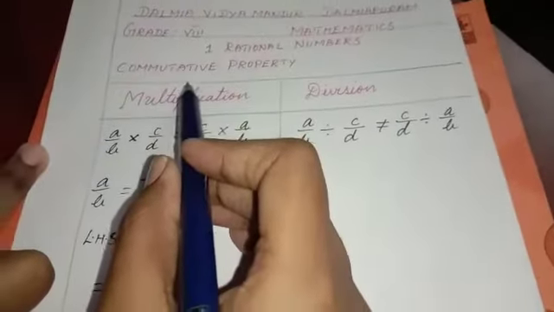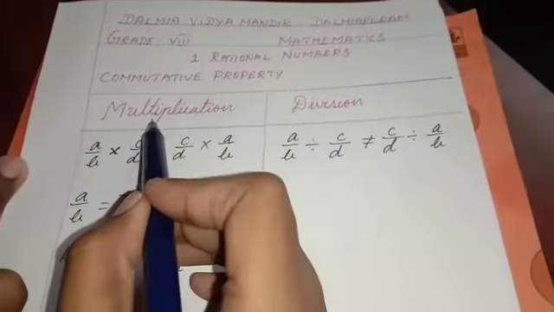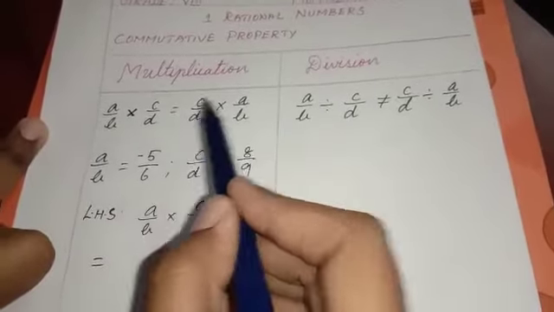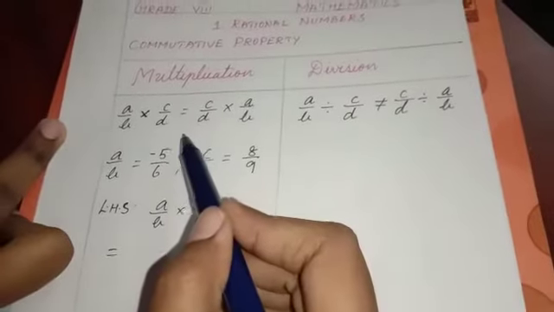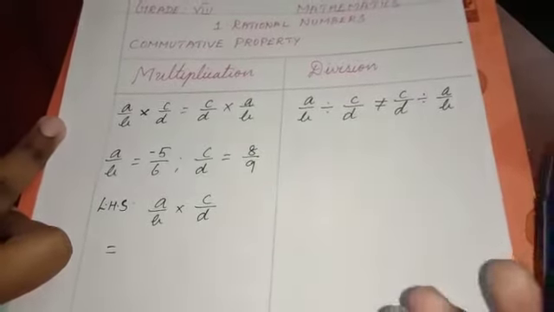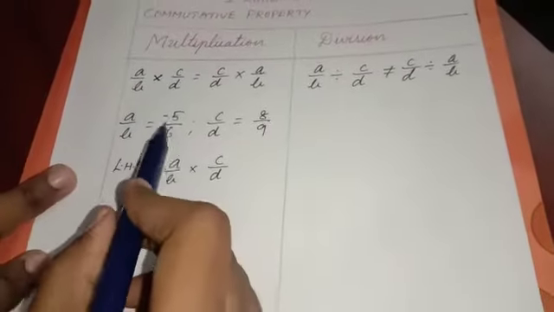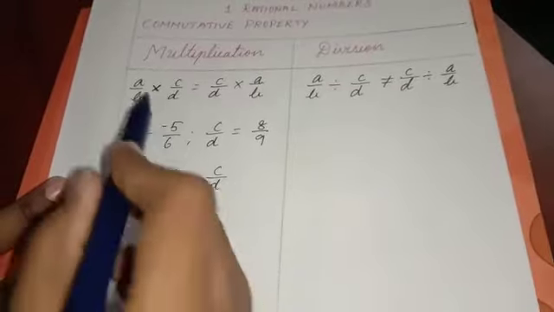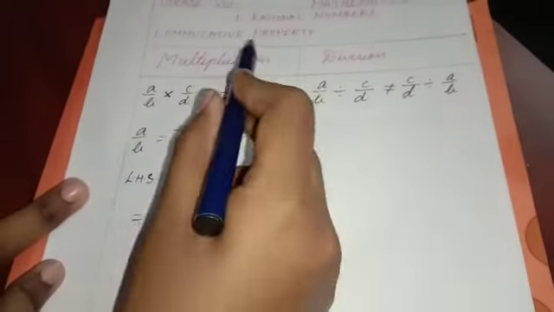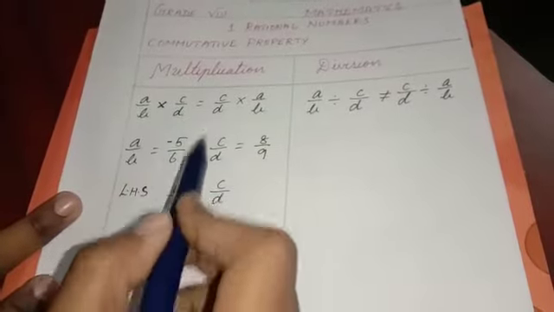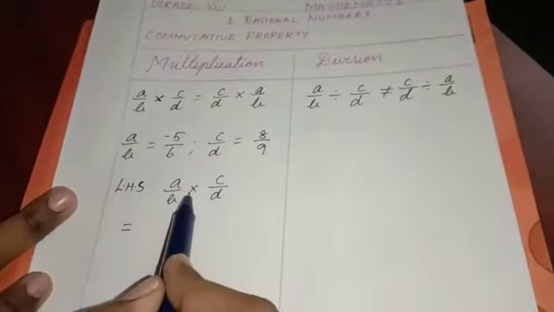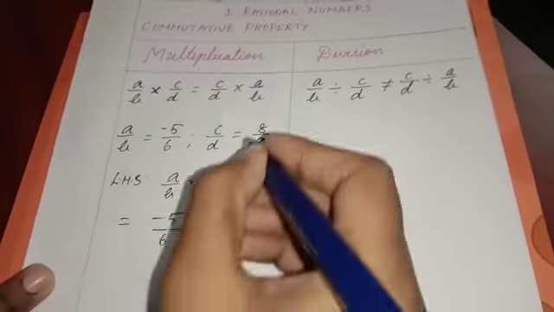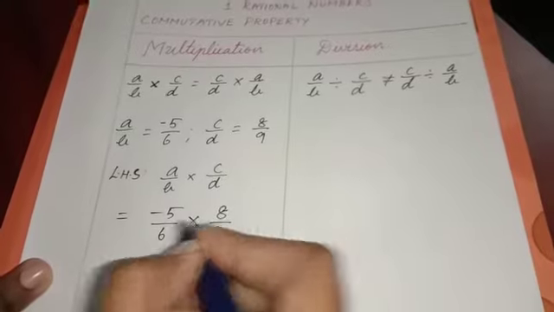Next we are going to check the commutative property for both multiplication and division. Commutative property is true for multiplication but it is not true for division. I am just going to recall it through this example. Here I have taken a by b as minus 5 by 6, c by d as 8 by 9. So this is the LHS form of commutative property, a by b into c by d. It is multiplication, so here I have given the into symbol. a by b value minus 5 by 6 into c by d value 8 by 9.